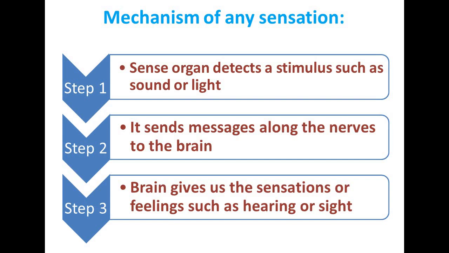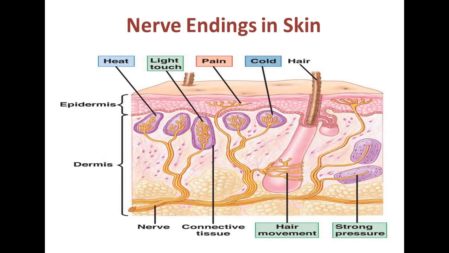Step 2 is that the message is sent along the nerves to the brain. Our brain is the control center, so it receives signals from the sense organs all over the body. And now, in step 3, the brain gives us feedback, that is the sensations or feelings such as hearing or sight. So these are the 3 steps of the mechanism for sensation.